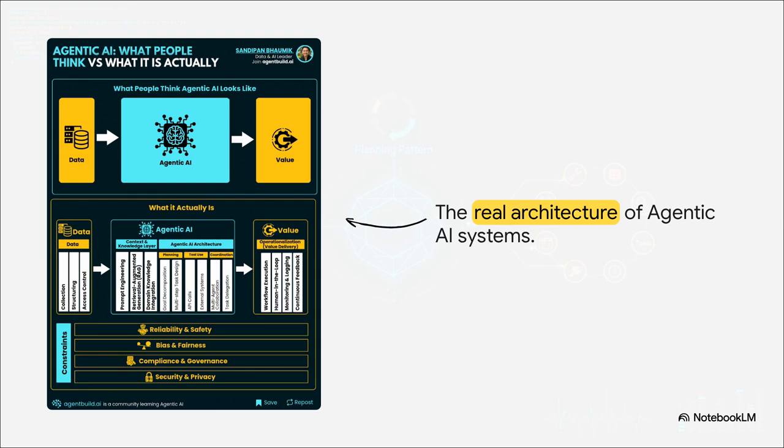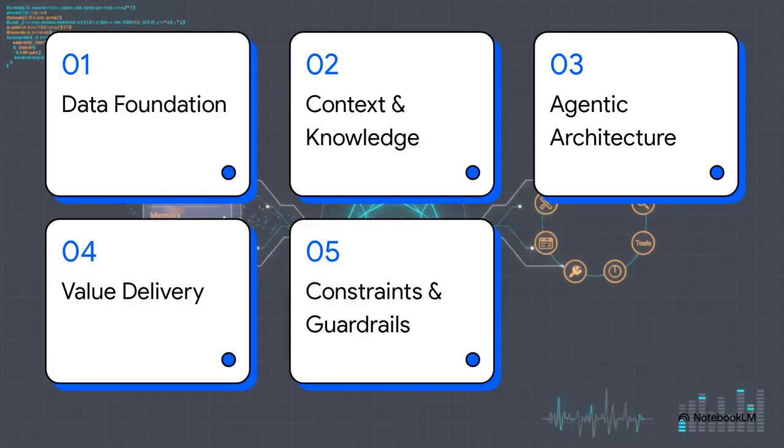Because beneath the surface of what feels like a super simple chat interface, there lies this massive system of systems. It's like a giant puzzle. You don't just have data and AI. You've got these distinct overlapping layers, incredibly specific modules, and overarching constraints that literally hold the entire machine together. To truly wrap our heads around this complexity, we're going to build our system from the ground up, moving through 5 critical pillars. First, the data foundation. Second, the context and knowledge layer. Third, the core agentic architecture. Fourth, value delivery. And finally, constraints and guardrails.